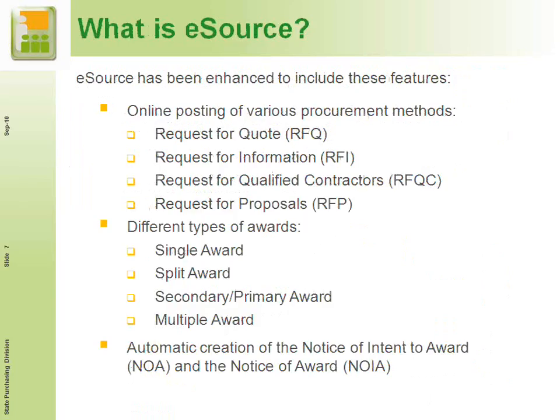Now, eSource has been enhanced to include these features: online posting of various procurement methods, and we already talked about the RFQ, RFI, RFQC, and RFP. Also, there are different types of awards that you're able to do via eSource. You can do a single award, a split award, secondary primary award, and multiple award. We'll be talking about those as we go through the posting methods. Also, automatic creation of the notice of intent to award, the NOIA, and the notice of award, the NOA, is done via the system.